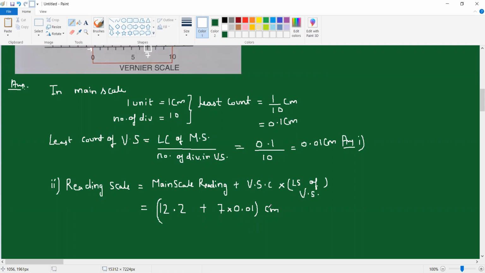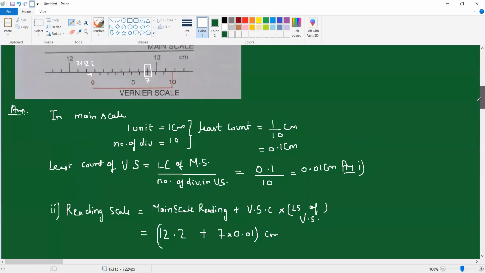How many of you have confusion? Any confusion? No confusion. Okay, I will repeat it again. Still, I will remind you again. On main scale, we have complete reading of up to 12.2. So we have written main scale reading 12.2. So this value, which is lesser than 0.1 centimeter, we will use vernier scale reading to find it out.